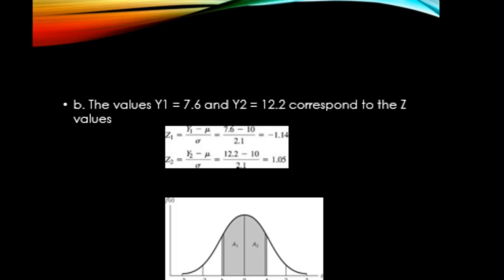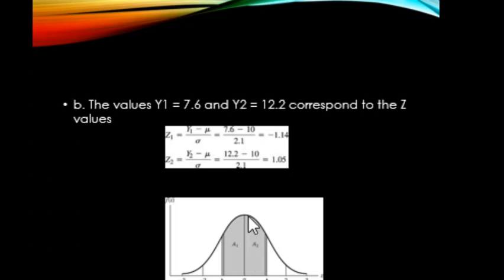Let's look at another example. This time we need to find the probability between 7.6 and 12.2. Again, what we will do is first convert both y1 and y2 to z1 and z2. So 7.6 minus the mean, which is 10, divided by sigma, which is 2.1. These two values are given to us, 10 and 2.1. The corresponding z1 is negative 1.14, which is here to the left of 0. z2 is 12.2 minus 10 divided by 2.1, which is 1.05, which is right here. So the probability will be this total area between negative 1.14 and 1.05.